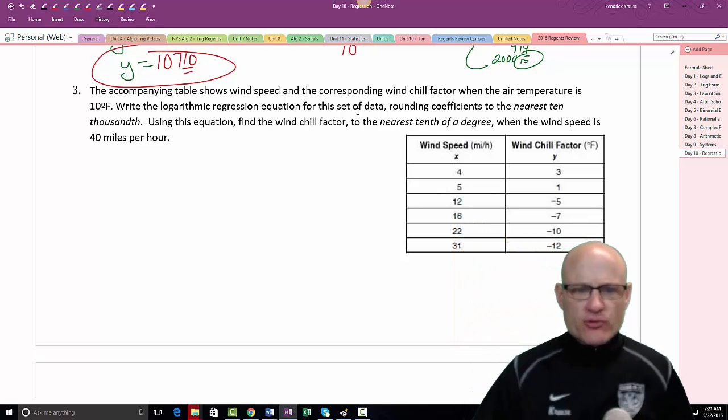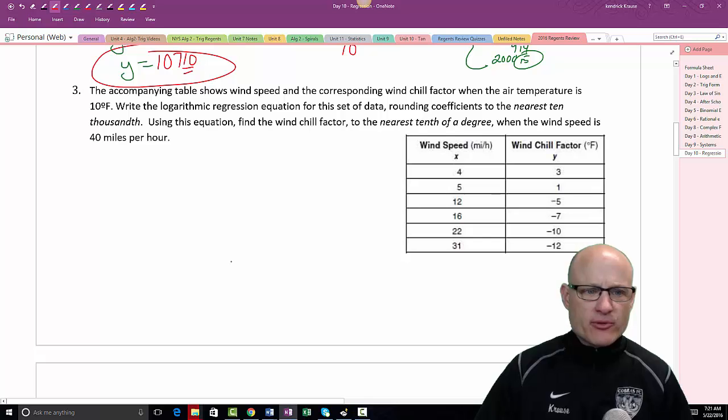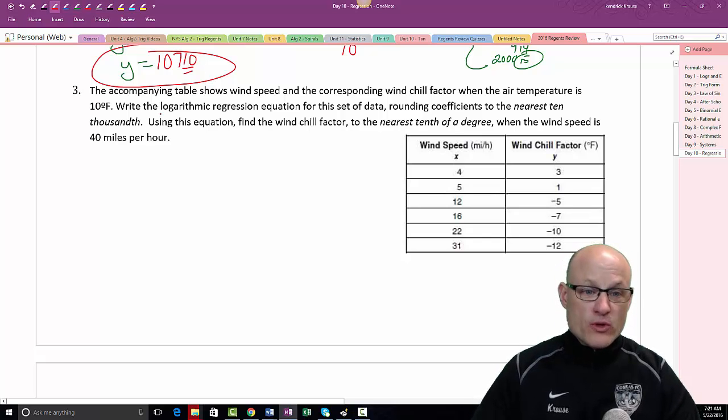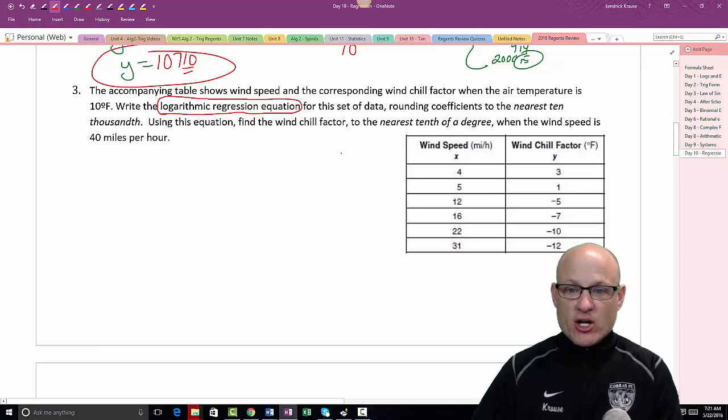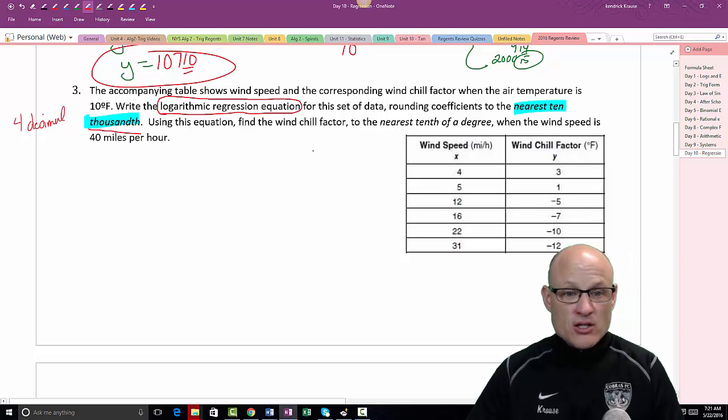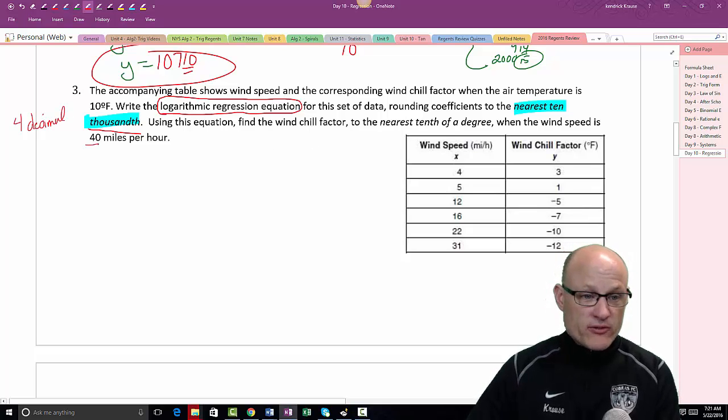So the accompanying table shows the wind speed and the corresponding wind-chill factor. The air temperature is 10 degrees Fahrenheit. Write a logarithmic regression equation for this set of data, rounding coefficients to the nearest 10,000ths place. Now, 10,000ths place, I'm going to highlight that. Just so you know, that's 4 decimals. And then we want to find out when it's 40 miles per hour.